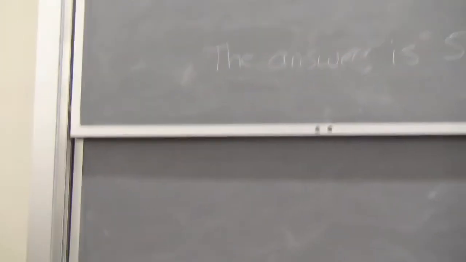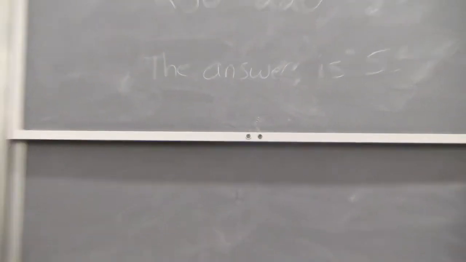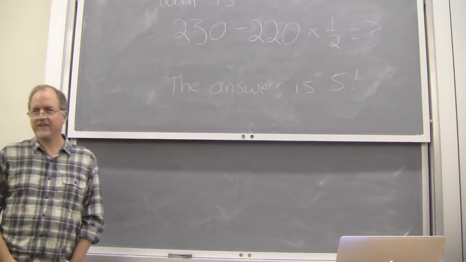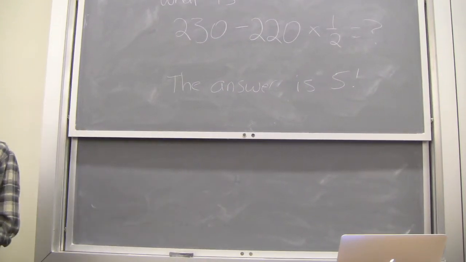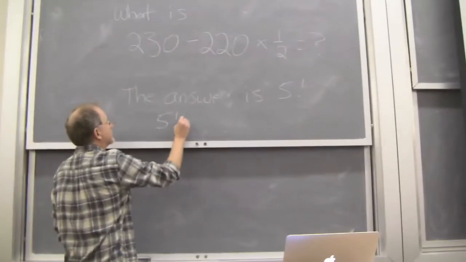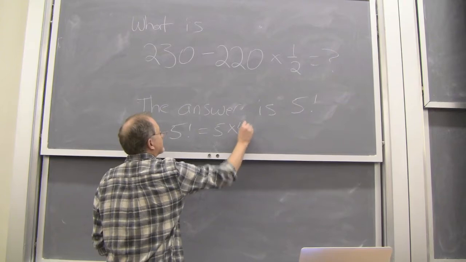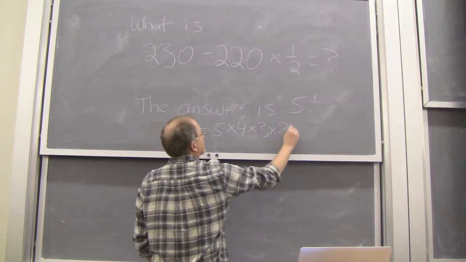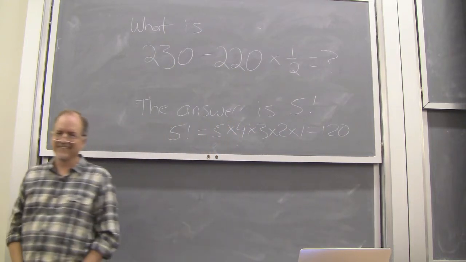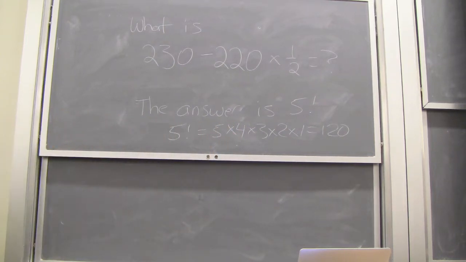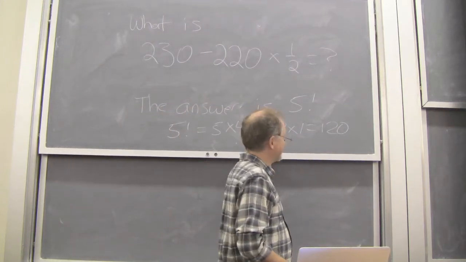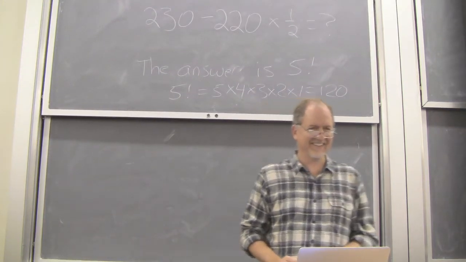That right? It's not right. Order of operation. So what's the answer? 110. 120? Well, all right. That's going to be the next test.